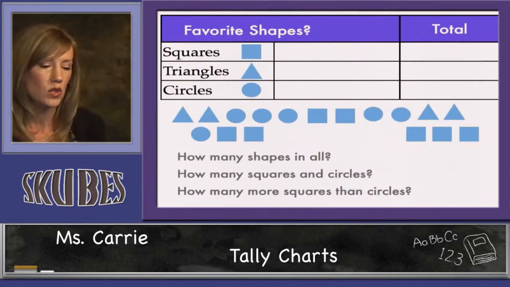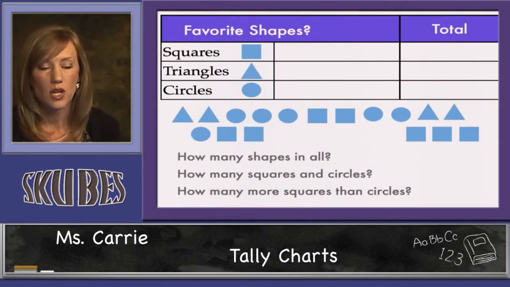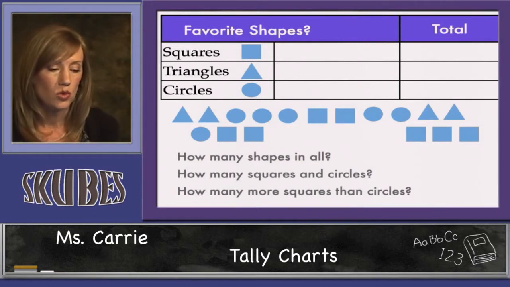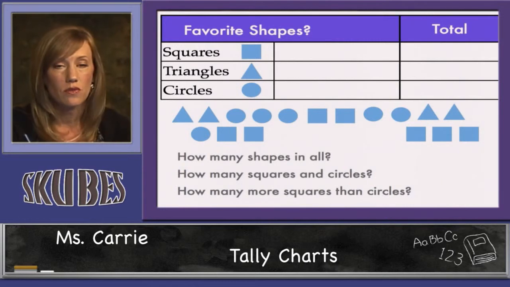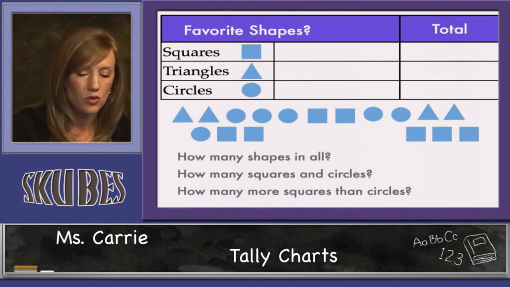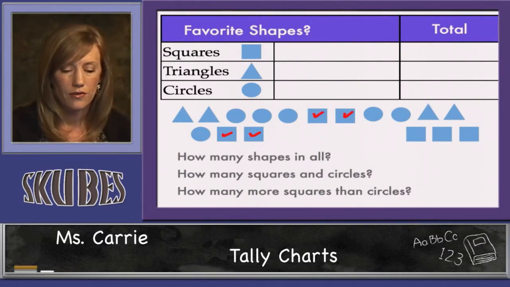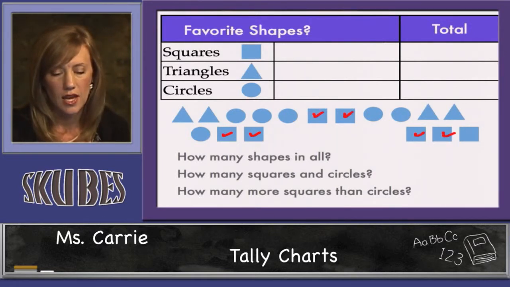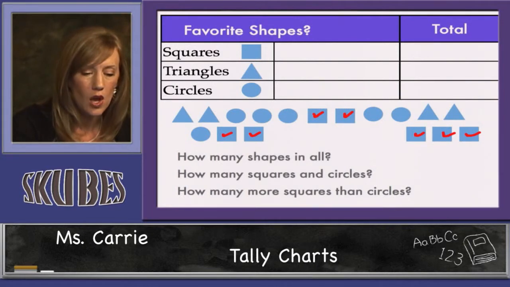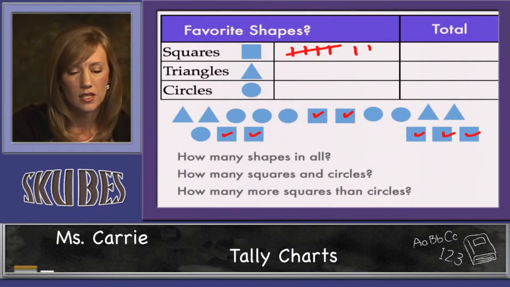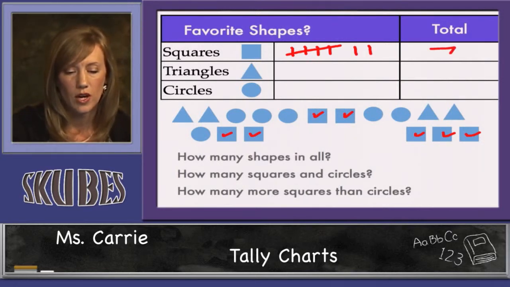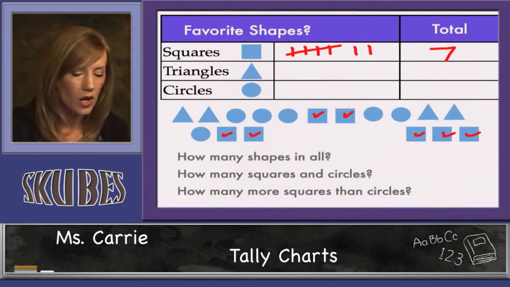Let's look at one last one. This one is a favorite shapes tally chart. And we have some triangles, we have some squares, and we have some circles. The first thing we need to do is fill our chart out. So let's count up the squares first. There are 1, 2, 3, 4, 5, 6, 7. So make our tallies. 1, 2, 3, 4, 5, 6, 7. We have 7 squares.